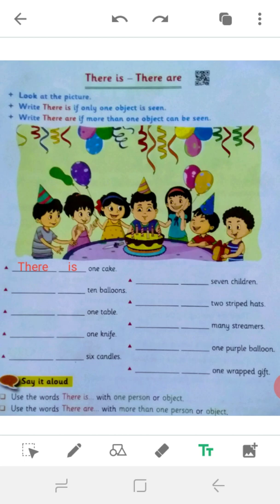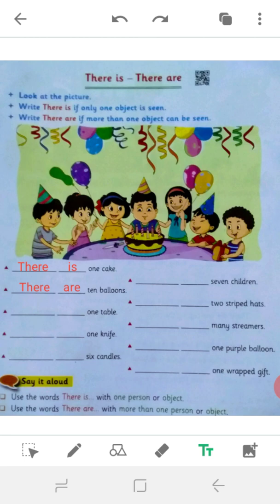Blank 10 balloons. Look, here on the wall, many balloons are hanging. So, when there are more than one person or object, we use there are. So, here there are 10 balloons. So, we will write there are in this blank. Read the sentence. There are 10 balloons. Okay, next.